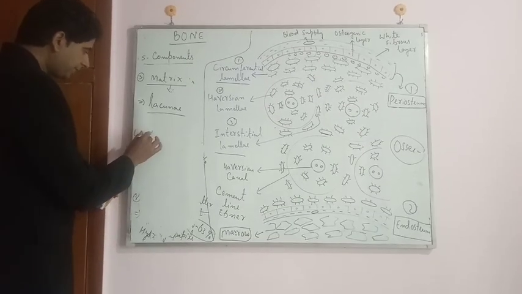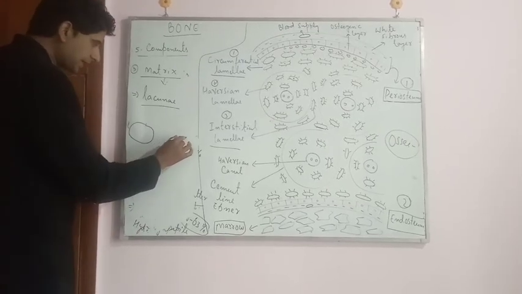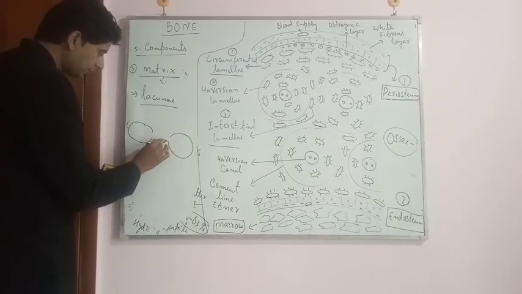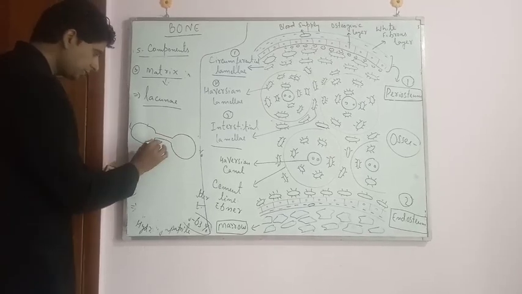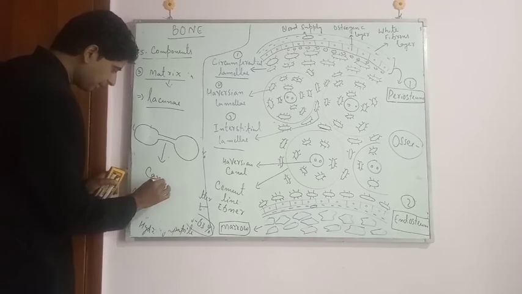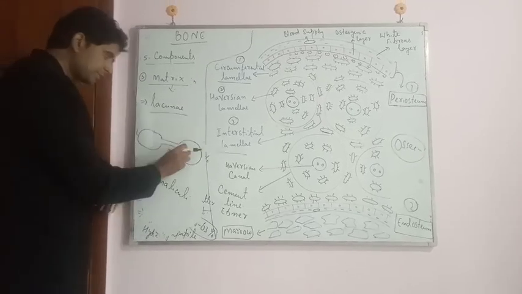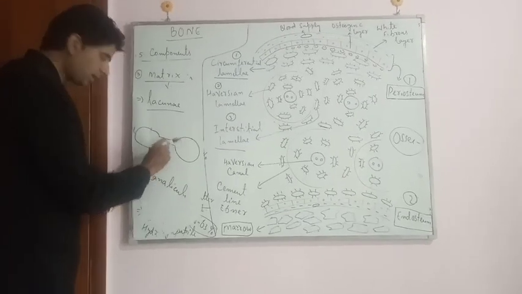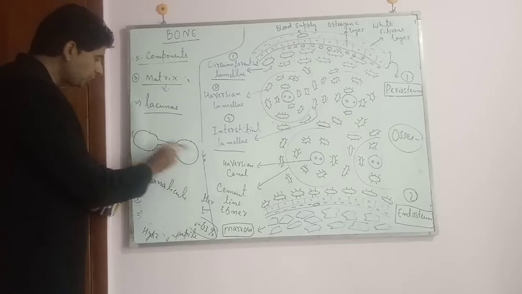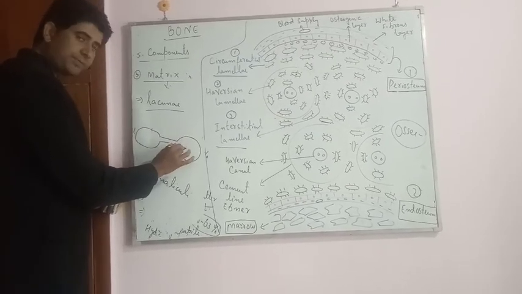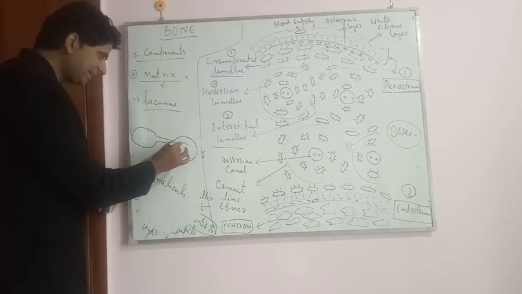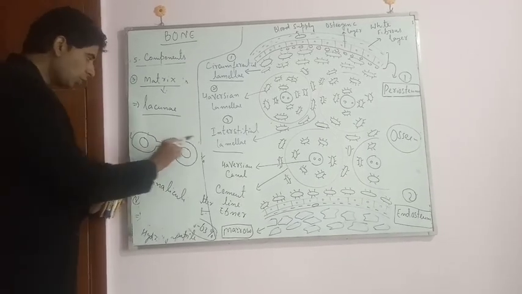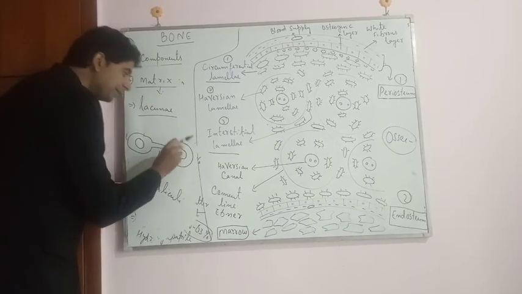For example, if this one is one lacuna and this one is another lacuna, the adjacent lacunae are linked together by small channels. Those channels we call canaliculi. What does lacuna mean? These lacunae are open spaces, and they contain cells called osteocytes. That means the osteocytes remain embedded within the lacunae.